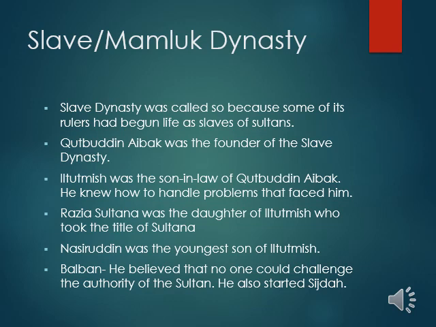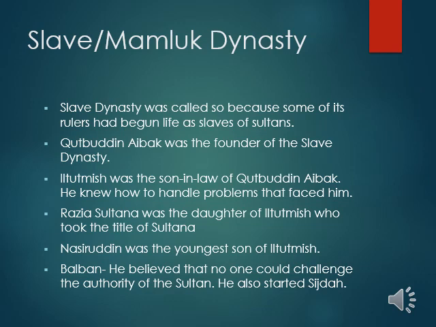Iltutmish, who was the son-in-law of Qutbuddin Aibak, was a strong ruler and he appointed his daughter Razia as his successor during his lifetime. So Razia, the daughter of Iltutmish, took the title of Sultana. Nasiruddin was the youngest son of Iltutmish. After Razia Sultana, he took charge of the Slave dynasty. Balban was the last ruler of the Slave dynasty.